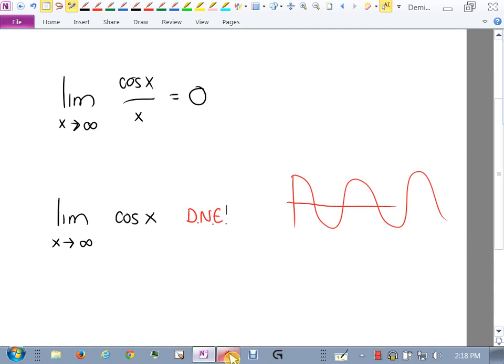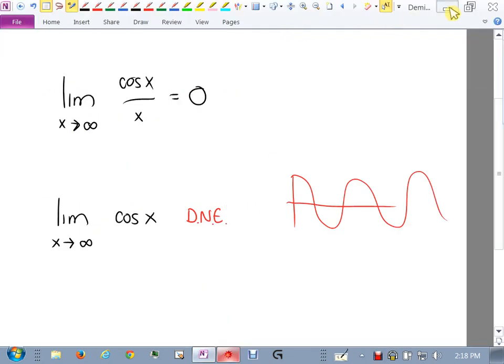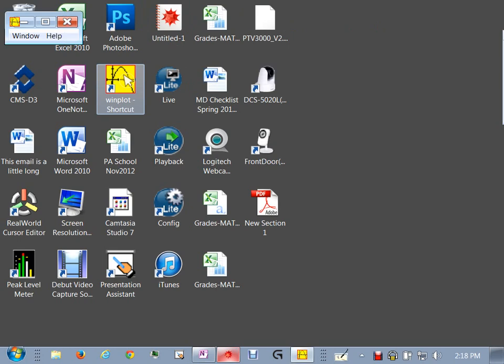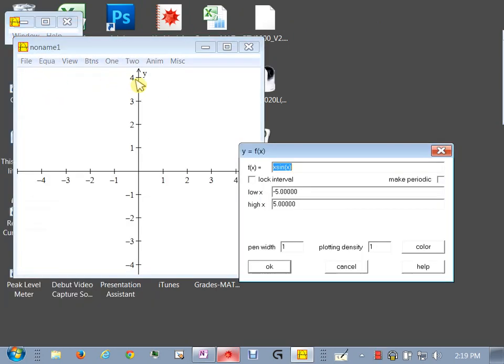I'd like to show you a graph. I'm going to use a program that I have that is free, WinPlot. I think I showed this to you one time before. I'd like to show you that cosine x that we had just a second ago divided by x. What did we say it was going to do? Cosine x over x as x went to infinity. We said it was going to go to where? 0.